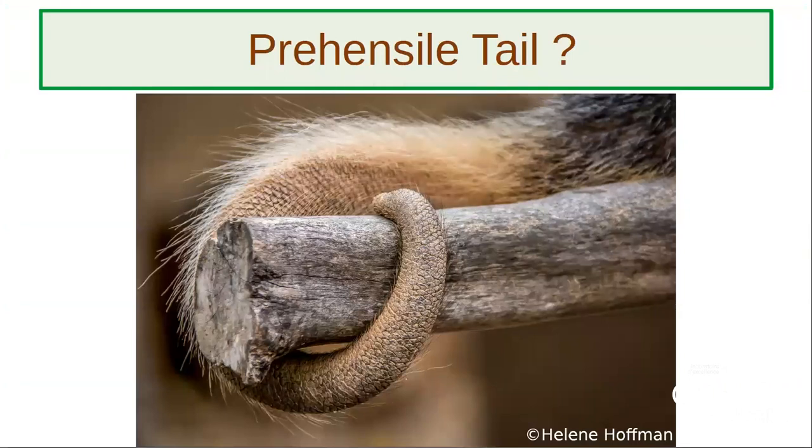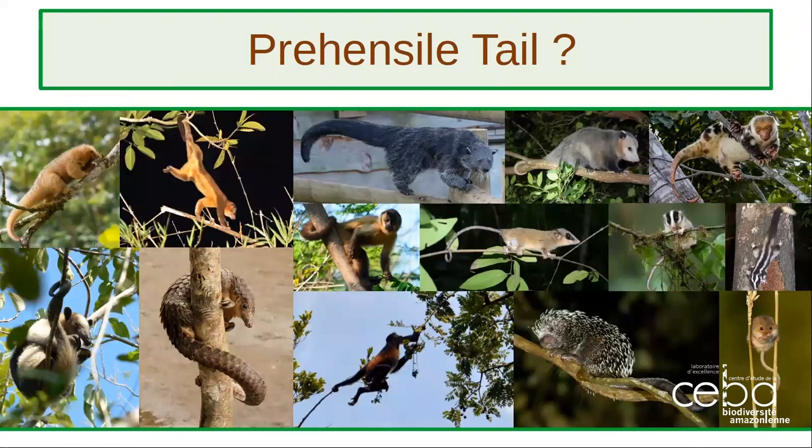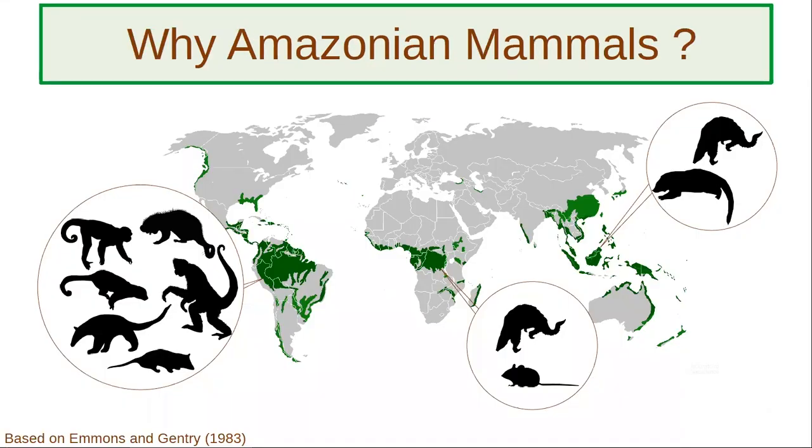First off, a prehensile tail can be defined as a tail capable of grasping, and it is considered an adaptation to an arboreal lifestyle. And as you can see here, prehensile mammals are fairly diverse, and most of those species are found in tropical forests. And looking at their distribution, most of them are actually found in the neotropics.